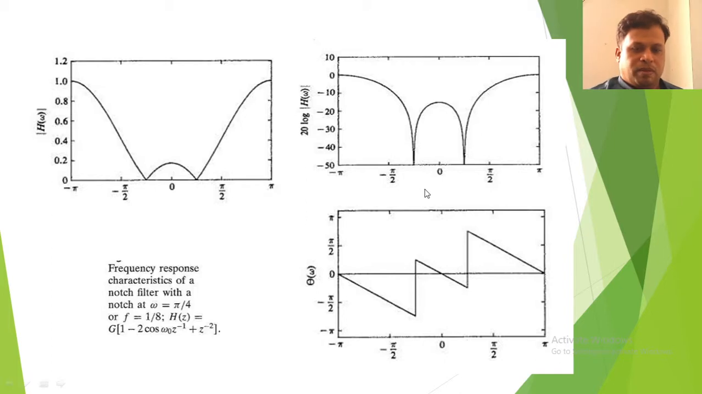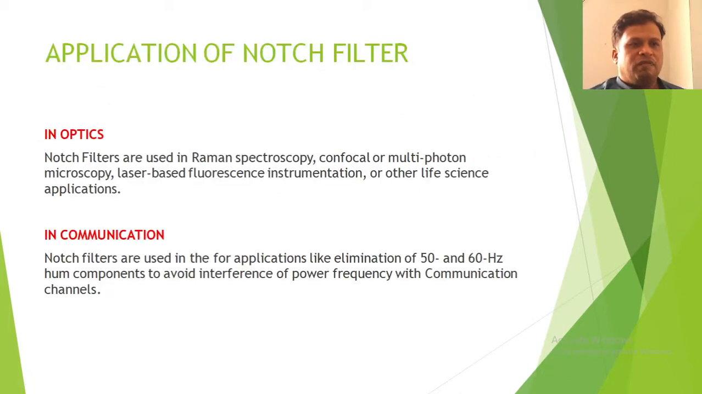Next, application of notch filter. Where is it used? In optics, notch filters are used in Raman spectroscopy, confocal or multi-photon microscopy, laser-based fluorescence instrumentation or other life science applications. It has many applications in communication also. Notch filters are used for elimination of 50 and 60 Hertz hum components to avoid interference of power frequency with communication channels. It is very widely used in communications to avoid the humming sounds which interfere with the power frequency.